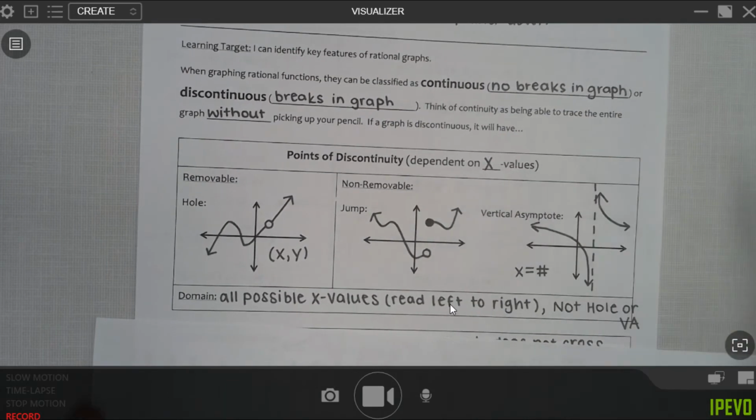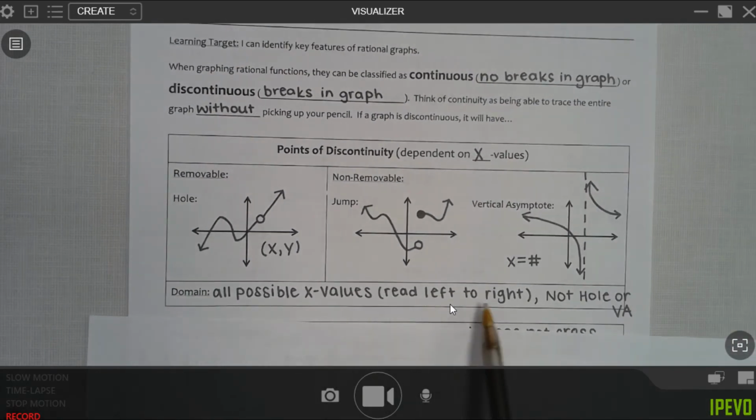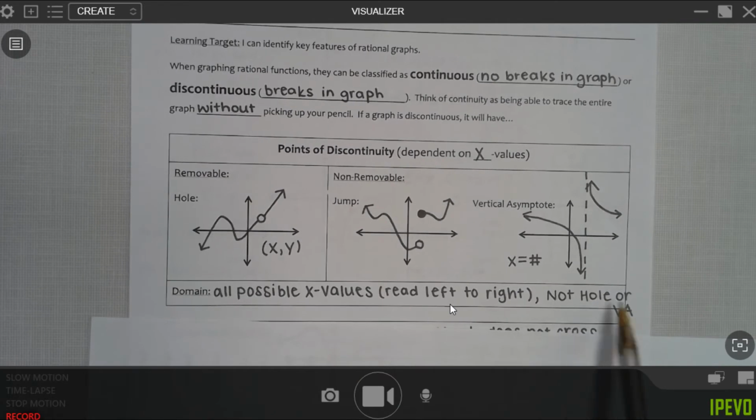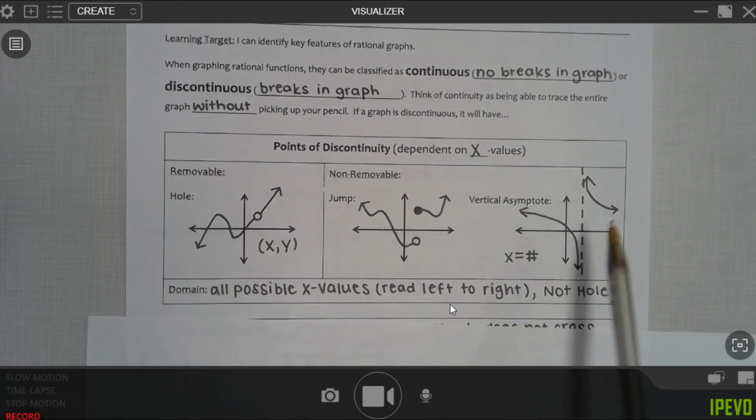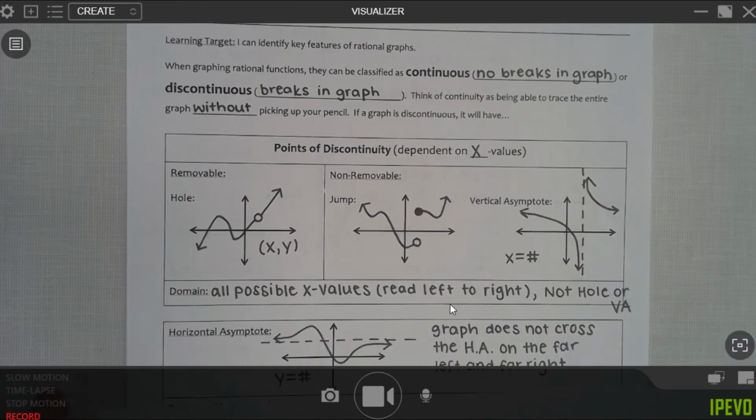The domain is all possible x values. You read it from left to right, but you cannot include a hole or an asymptote. So you'd say it's all values except for this one or all values except for that one right there.